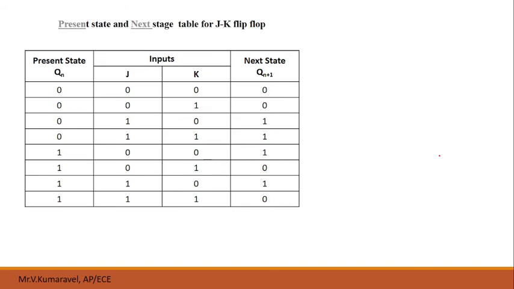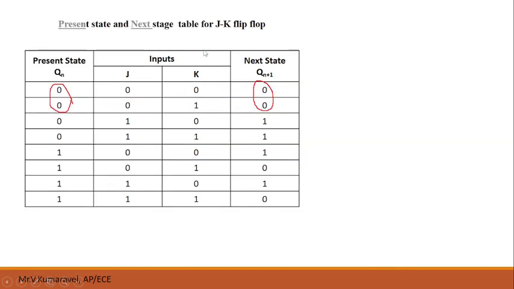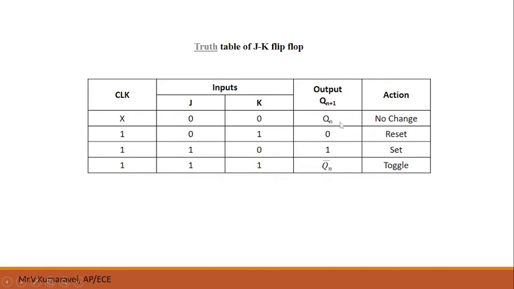Okay, so now let us see the present and next state table of the JK flip-flop. So we know that when your present state is 0, your next state is also 0. Let us go back to the table. So your present state is 0 and next state is 0, which means what? No change of state. When present state is 0 and next state is also 0, then there is no change of state. So what does it mean?